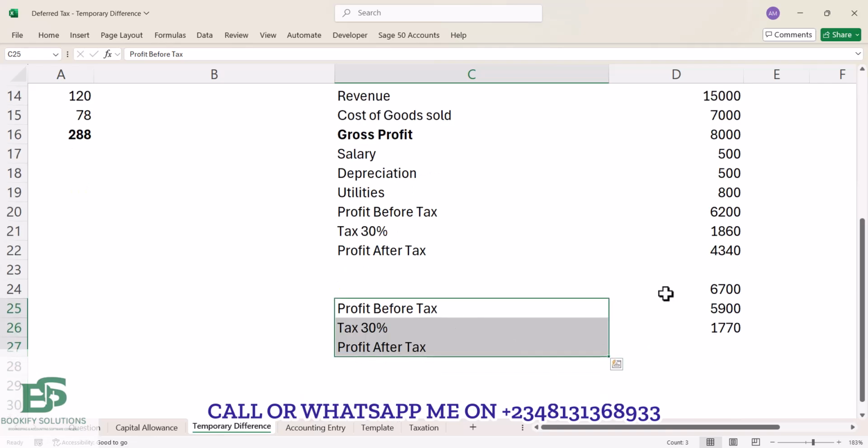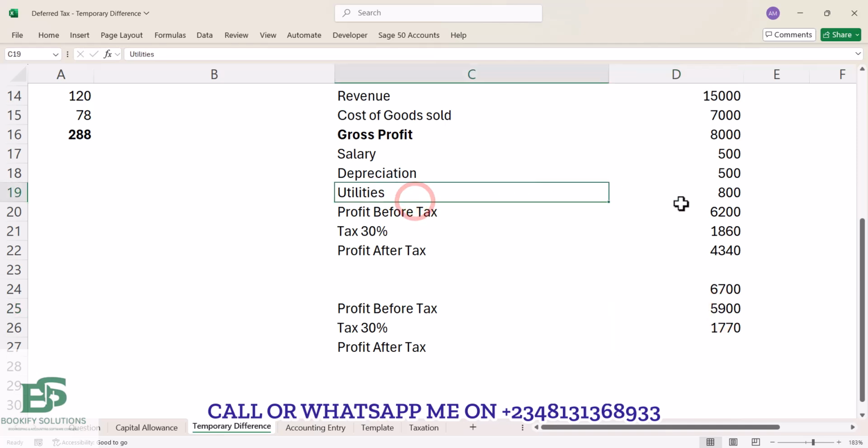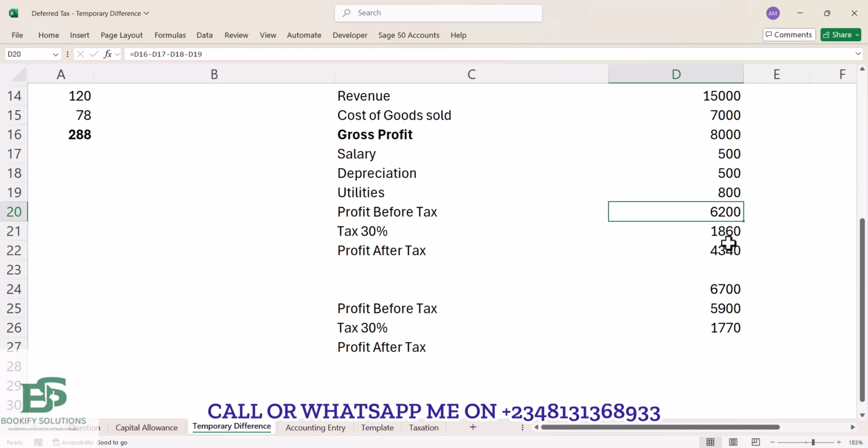So our profit before tax here is now 5.9, but profit before tax here is 6.2. She said this one is higher. But the main thing is the tax. So tax here is 1770, but tax here is 1860. This one is higher than this one, so this one goes better for you a little. This one benefits you a little, because what will happen? We could see our profit after the tax.